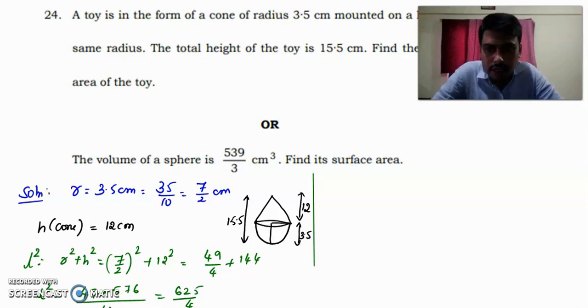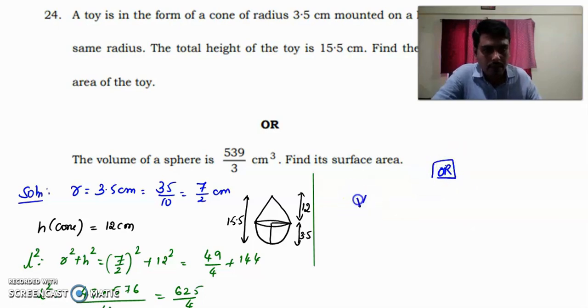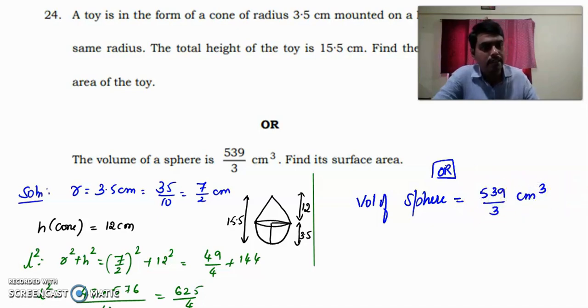So let us take the second one. In the second question, they have given the volume of sphere. Volume of sphere is equal to 539 divided by 3 centimeter cube. I need to find its surface area.